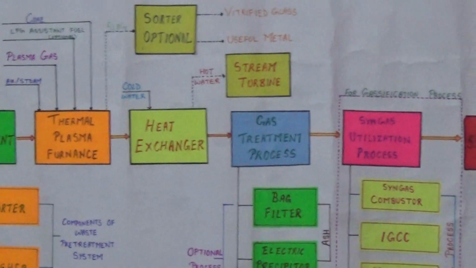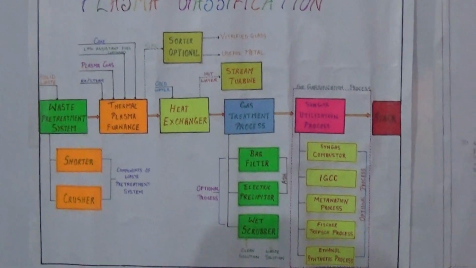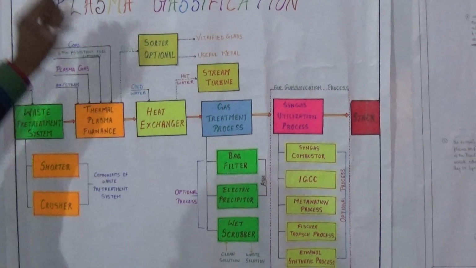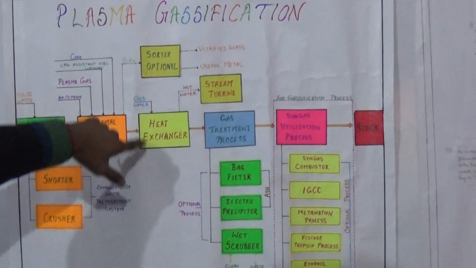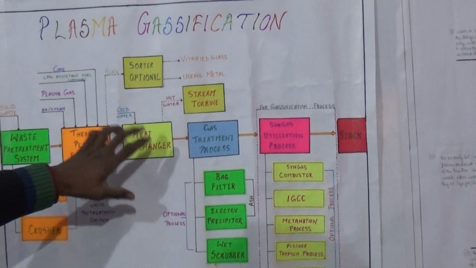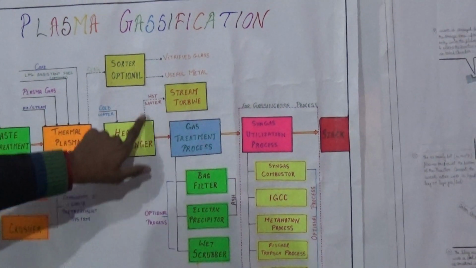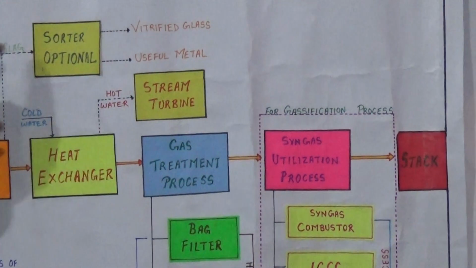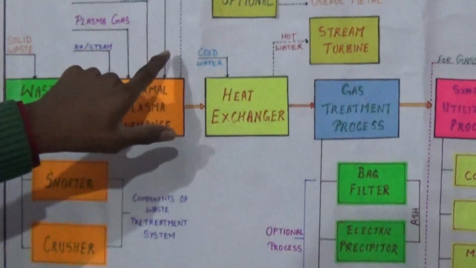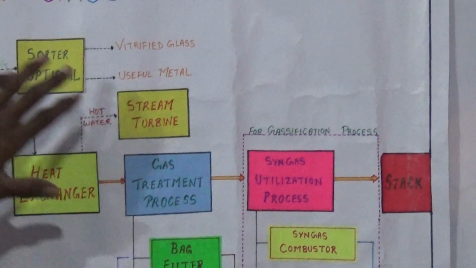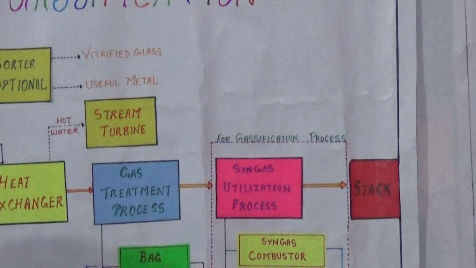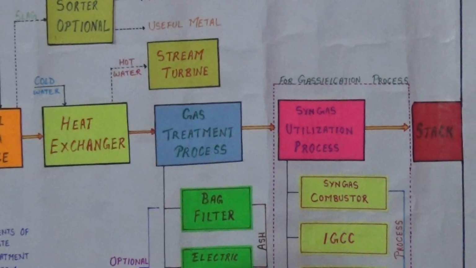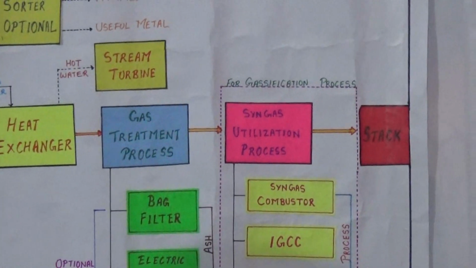It will produce a large amount of heat and have high kinetic energy, due to which, when it passes through the heat exchanger where we are providing cold water, it will convert the water into steam, and that steam will be used to run a steam turbine. Here electricity will be produced in this process. The remaining slag will be provided to the sorter, and this residue that we obtain can be used as aggregate in construction sites as well as in various other uses.